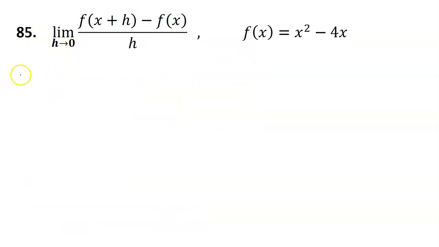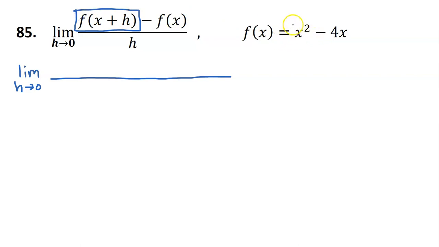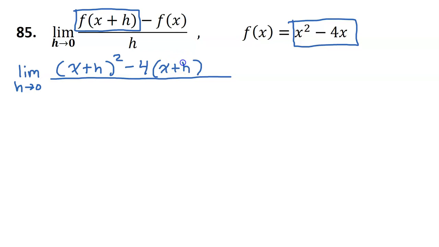Let's try another one. We have the limit as h approaches 0 of, well, we've got f at x plus h again. And here is function f. Somehow we need to plug x plus h into this function. So instead of writing x squared, I'm going to put parentheses squared. Instead of writing negative 4x, I'm going to put negative 4 parentheses. That leaves me space to substitute in the x plus h. So now I can put in my x plus h in both places. So this is f at x plus h. It's this function with x plus h plugged in here and here.